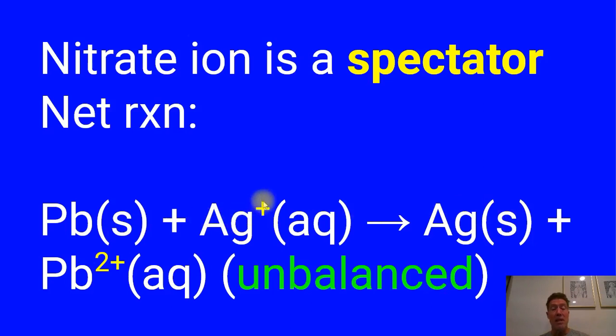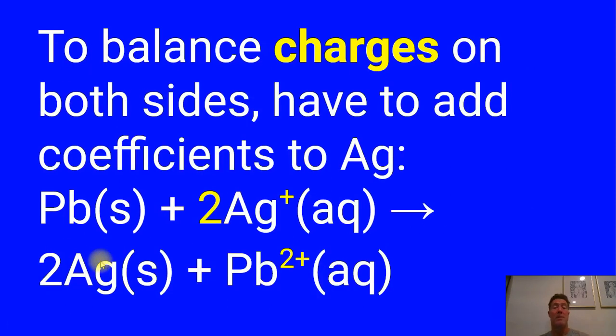But notice there's a +1 on the Ag and a +2 on the Pb. This is not balanced. You can't have a disparity of charges here. So the way to fix that is to put a coefficient in front of the Ag to give us 2 pluses on the left that balance out the 2 pluses on the right. So that's what we do. Coefficient here, giving us 2 plus charges on the left and yielding 2 plus charges on the right.